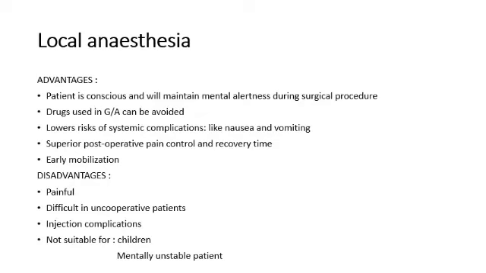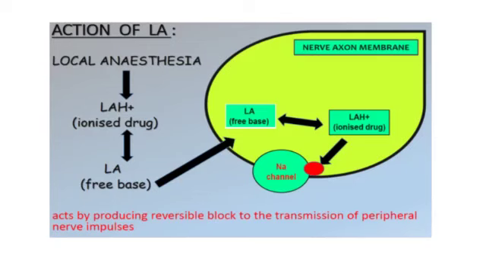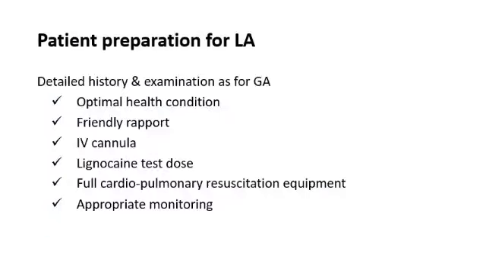So the disadvantages are it is painful, difficult in uncooperative patients, injection complications could be there, and it is not suitable for children or mentally unstable patients. So how do these local anesthetics act? They act by producing a reversible block to the transmission of peripheral nerve impulses.